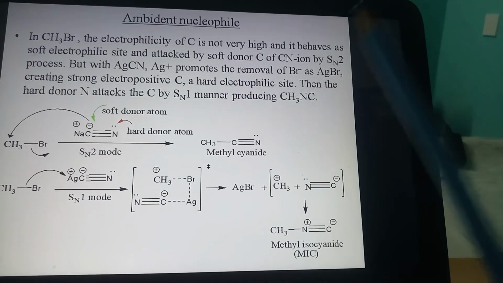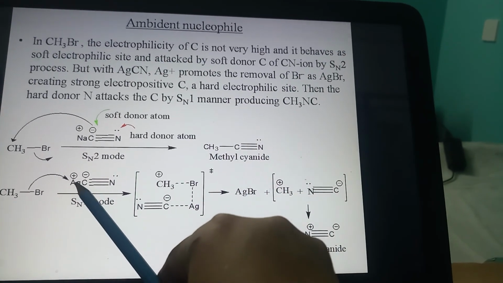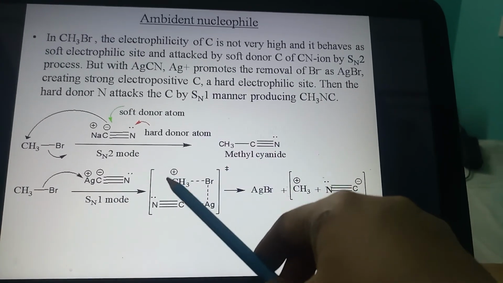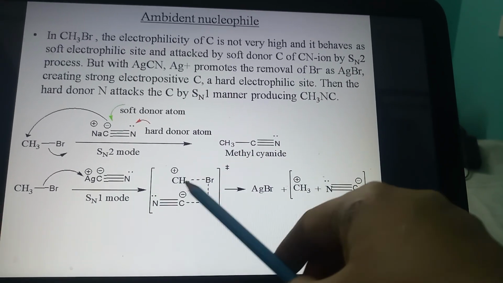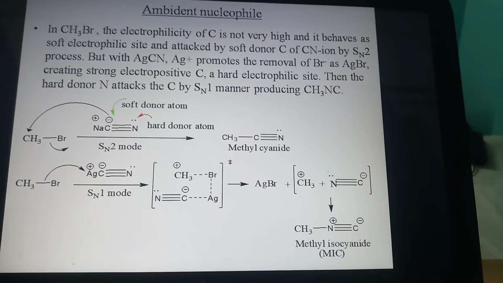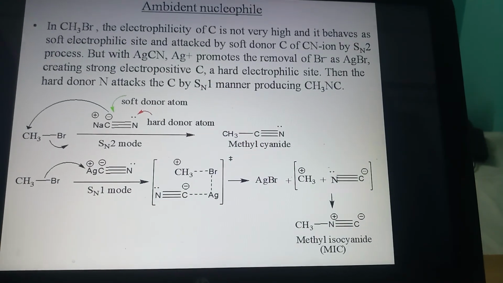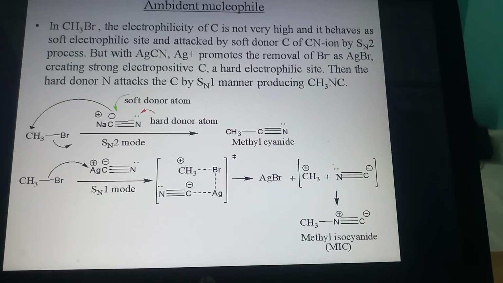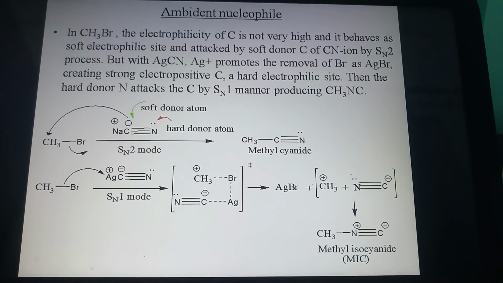But with AgCN, in the first step we know that AgBr will be precipitated out and we will get a CH3 plus type transition state, with CH3 plus type characteristics. Now CH3 plus is a hard electrophile. So a hard donor like N minus will attack it, forming the product CH3NC, methyl isocyanide, MIC, that is the MIC gas which is responsible for the Bhopal disaster.